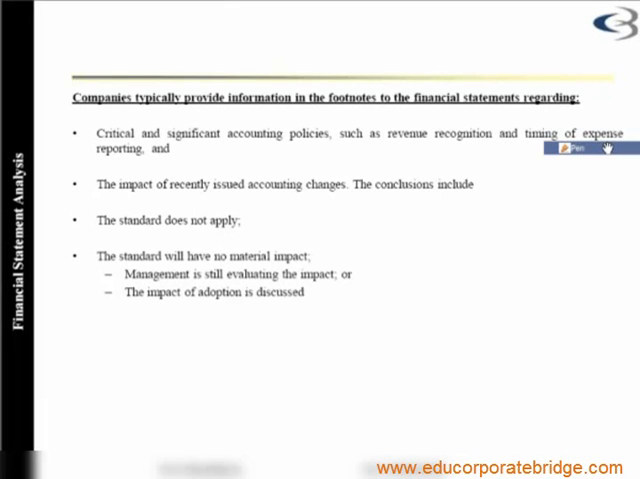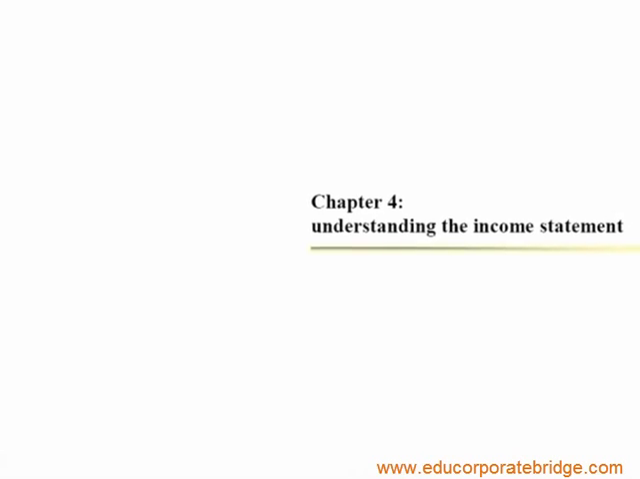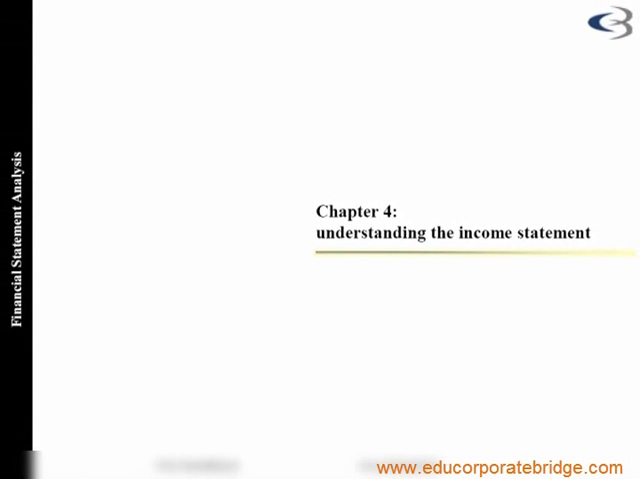So the footnote companies inform about the standards which are not applicable, the critical and significant accounting policies, among others. Coming to the next chapter, which is understanding the income statement. So now we'll do the three portions of it: understanding the income statement, then balance sheet, then cash flow. And in next day's session, we'll understand the various ratios associated.